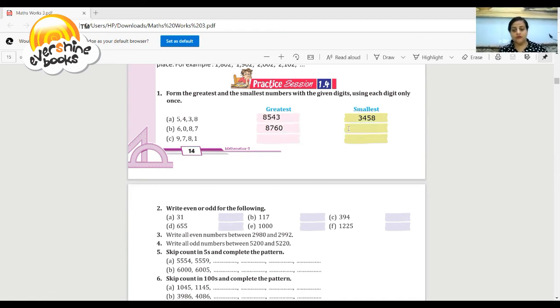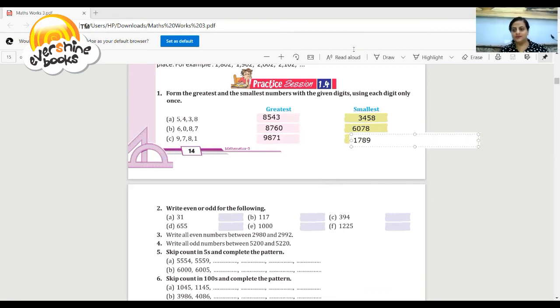Next, if we want to make the smallest number from all these digits, we put 6 first, then 0, then 7, then 8. It is the smallest number of all. Next will be 9,871. And if we want to make the smallest number of all, then we will write 1,789. This will be our smallest number.